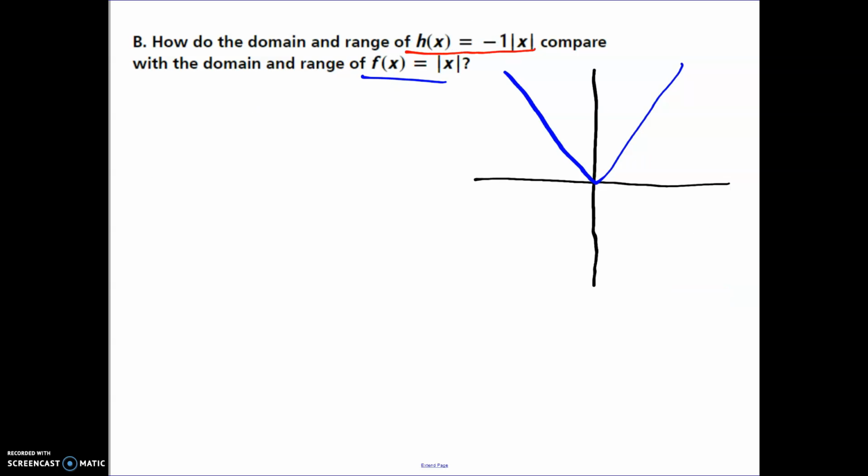h of x equals negative absolute value of x. Okay. h of x equals negative absolute value of x.